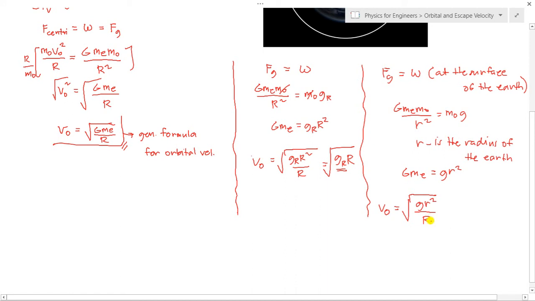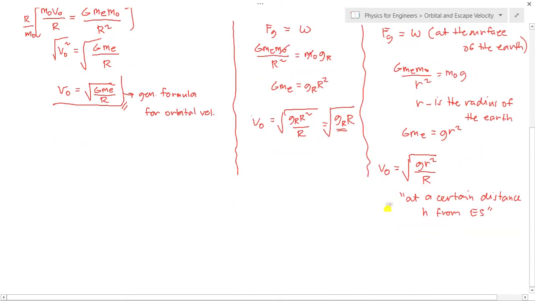Let's say the satellite is at a certain distance h from the Earth's surface. So what is the formula for that? We substitute R as equal to the radius of the Earth plus that distance. So, therefore, VO is equal to the square root of G R squared all over R plus H. So it's hard to memorize.